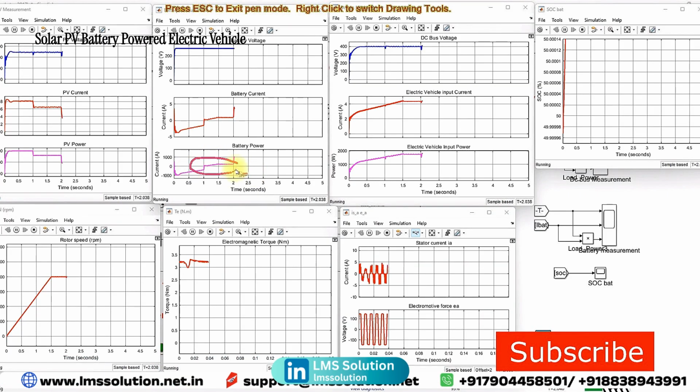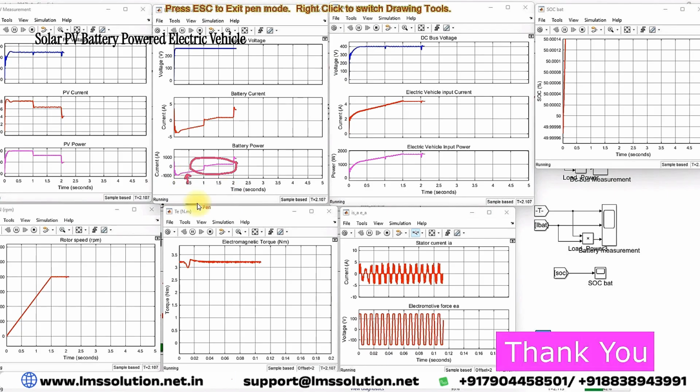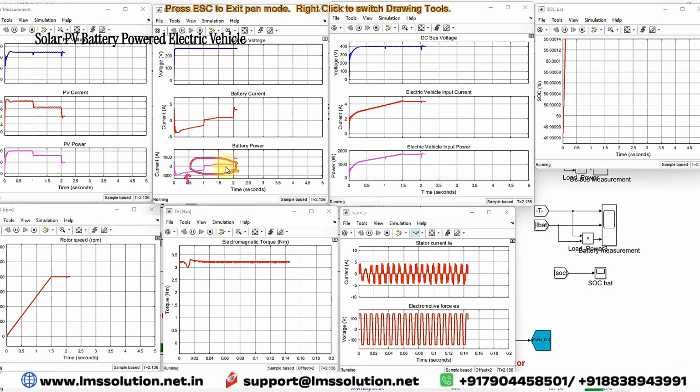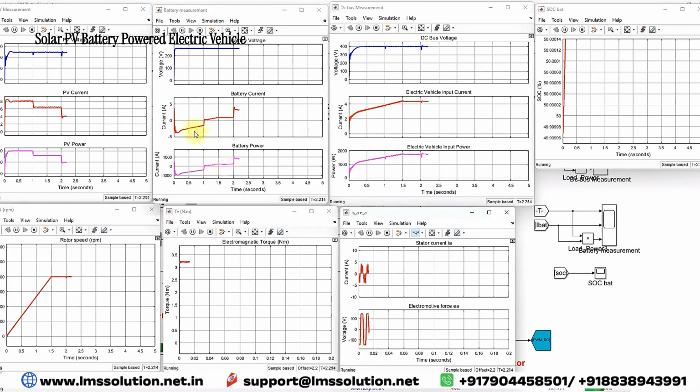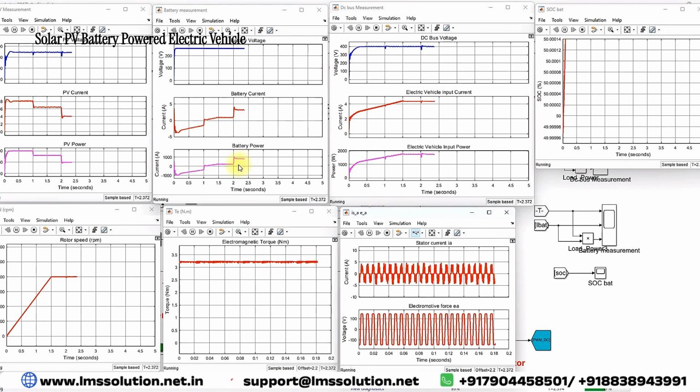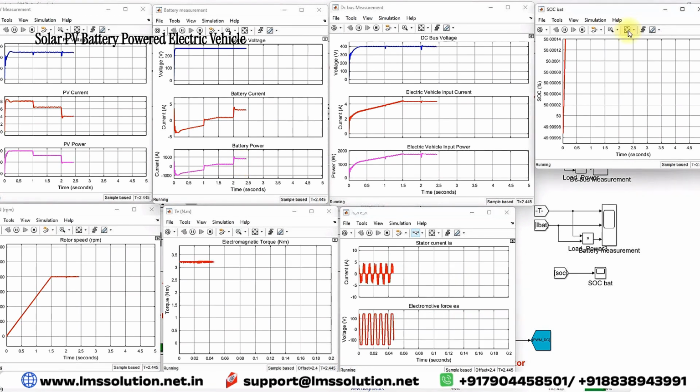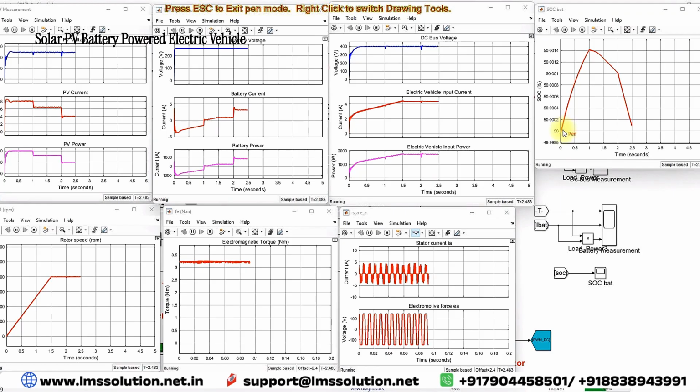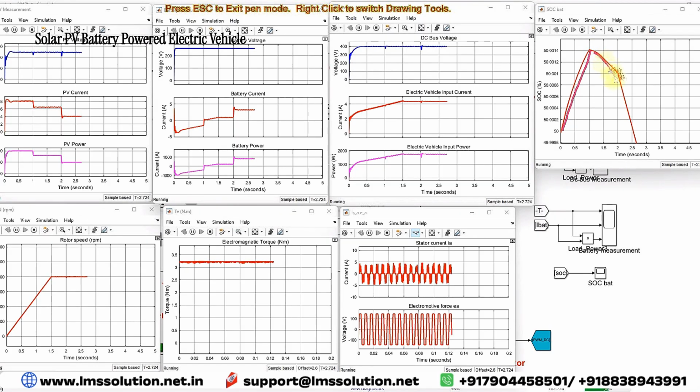Here you can see that battery power is positive. Battery power negative means charging mode. Battery power positive means discharging mode. Here you can see that the battery is discharging now because we need to supply power to the load. That's why the battery is supplying power now. That can be seen here. Initially it goes into charging mode. After this, once again we need to supply the load, that means the electric vehicle power, so that's why the battery is discharging.